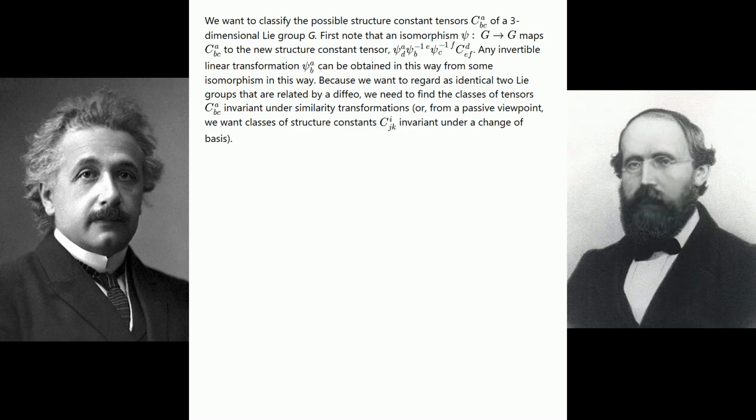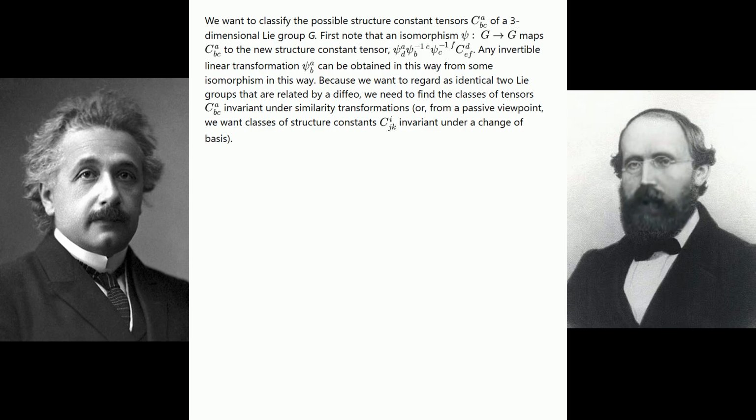First note that an isomorphism ψ: G → G maps C_bc^a to the new structure constant tensor ψ_d^a (ψ^-1)_b^e (ψ^-1)_c^f C_ef^d. Any invertible linear transformation ψ_b^a can be obtained in this way from some isomorphism.